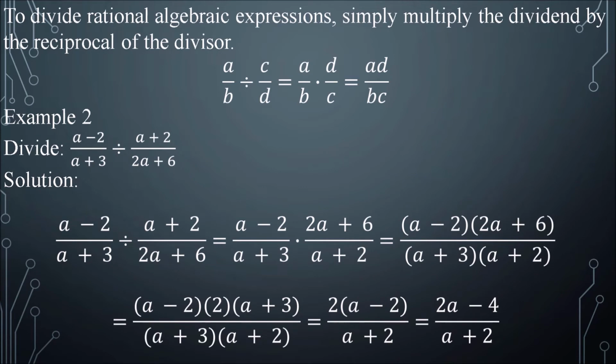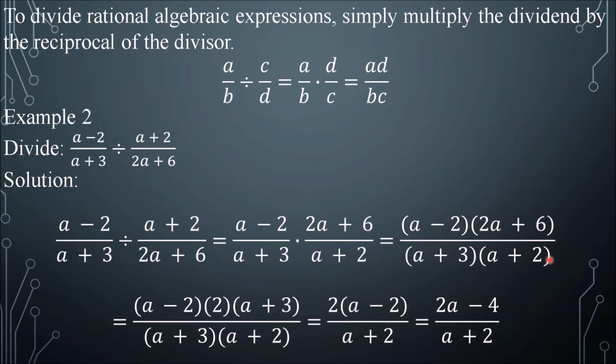Let's have the second example. Divide a minus 2 over a plus 3 divided by a plus 2 over 2a plus 6. So let's copy first. And then this is the dividend. So the dividend will remain the same. Division will turn into multiplication. This one will turn into its reciprocal. Now let's do multiplication. A minus 2 times this is this one. A plus 3 times a plus 2 is this one.